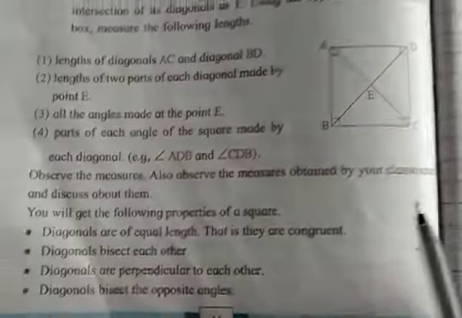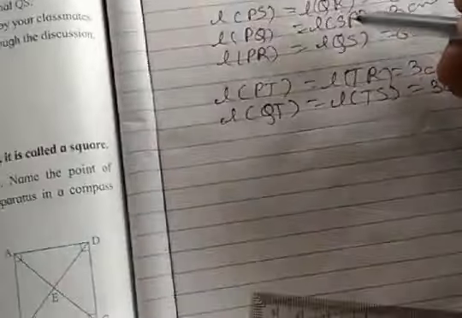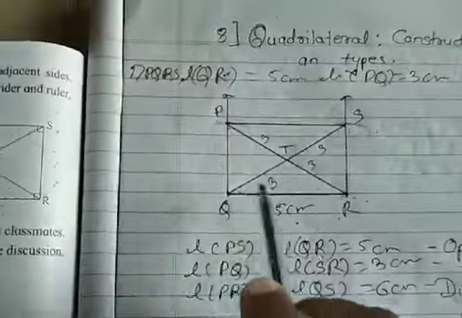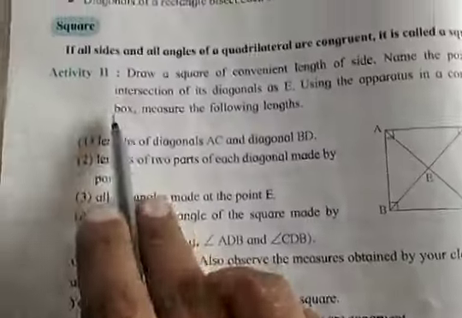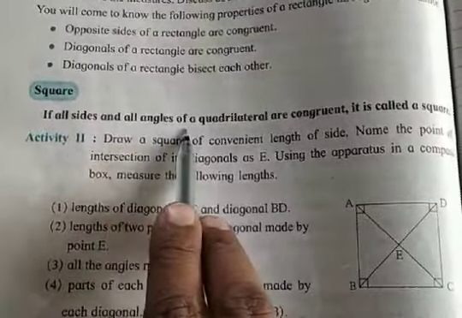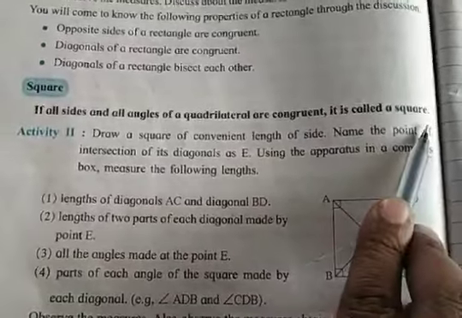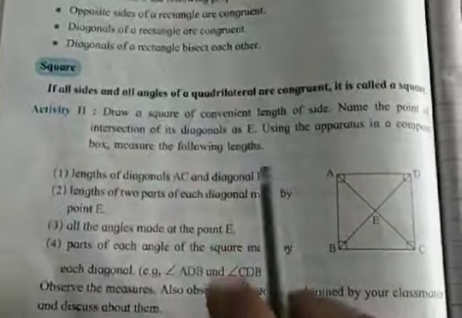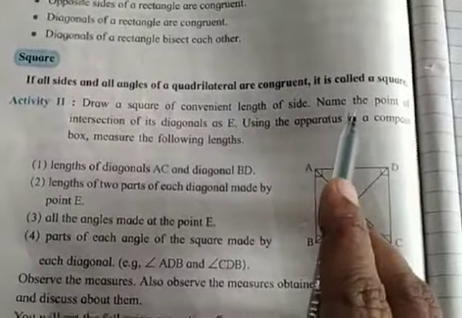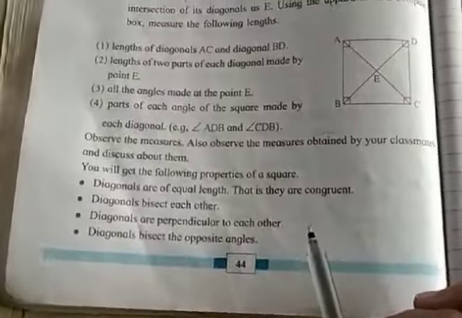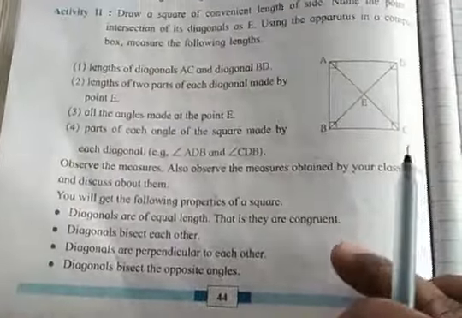The properties of a square are the same, only the difference is that in a rectangle the opposite sides are congruent, not all sides. So first of all we will see, if all sides and all angles of a quadrilateral are congruent, then it is called a square. So we have to draw the square and tally all the properties also.